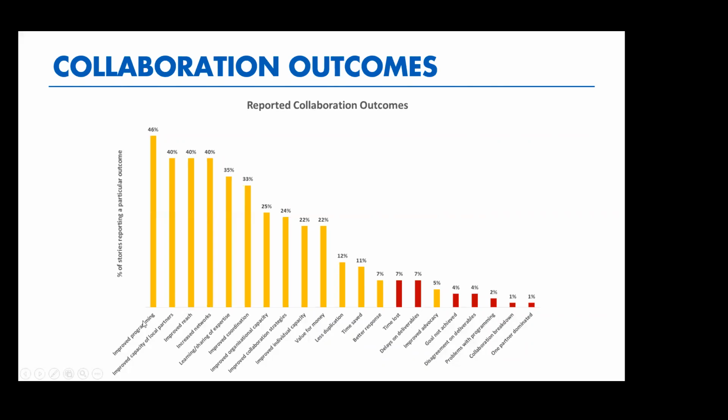Almost half of the stories indicated that their collaboration contributed to improved programming. So this was as a result of increased innovation, getting ideas from their partner, and drawing on the expertise of their partner to inform programming, helping them get a wider variety of opinions and input and feedback. And that was shown to increase the quality of programming overall.